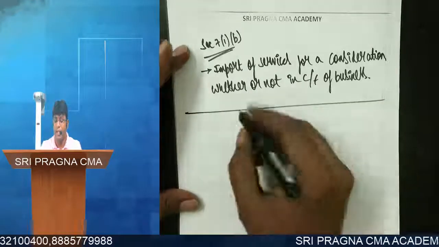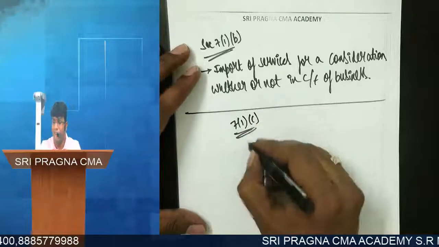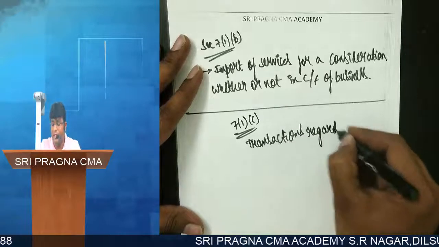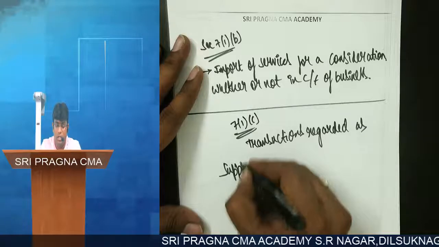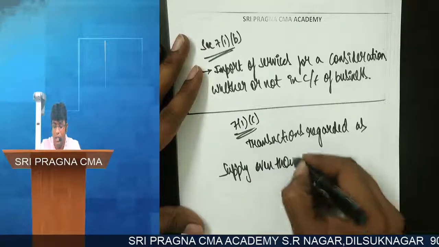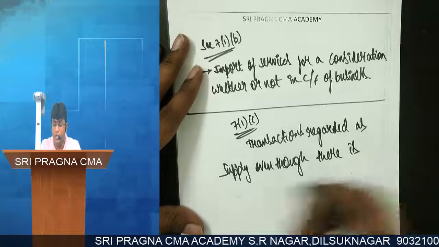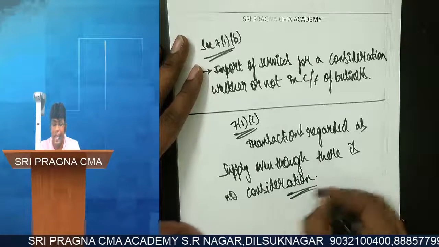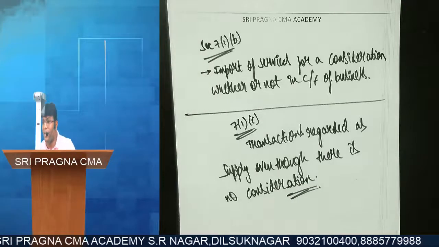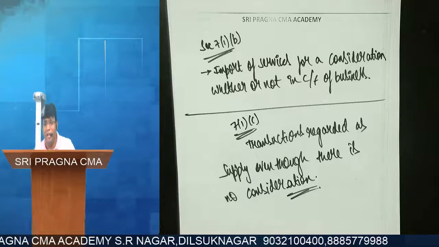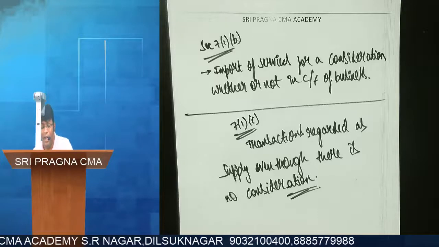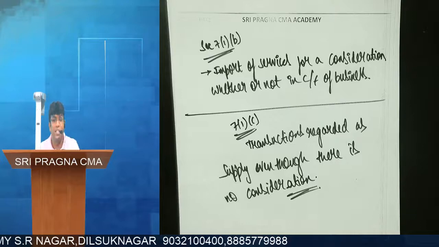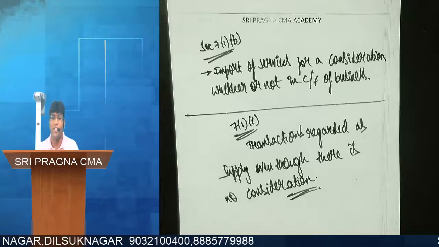Last point, I will tell the heading, but detail we'll talk later. 7.1c, very important. Heading I'll write today: transactions regarded as supply even though there is no consideration. So if you look at 7.1a, consideration is there. If you look at 7.1b, consideration is there. But we are talking about dangerous cases where it is supply even though there is no consideration. That means what, my dear friend? Money is not there but still pay GST.